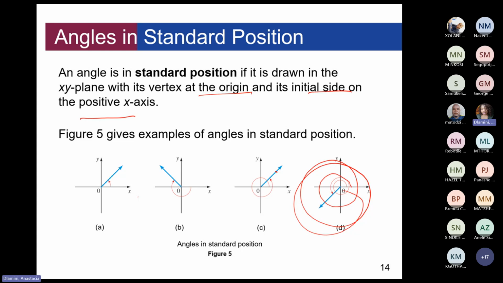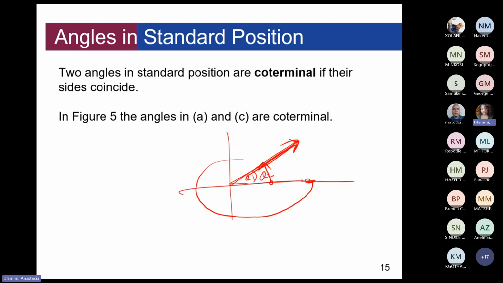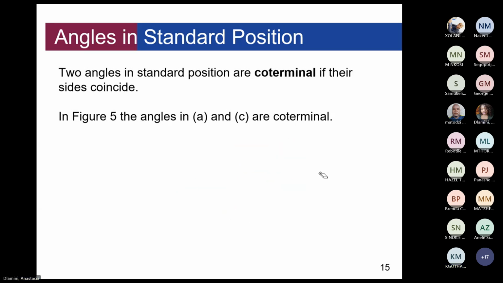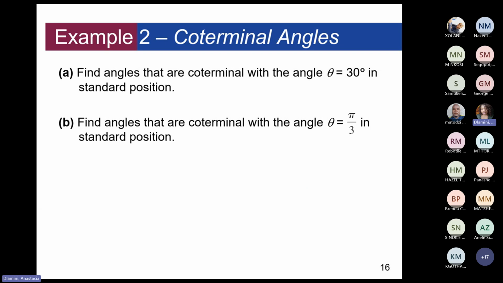We are coterminal. So those angles are coterminal. Direction doesn't matter. Are we all together there? Yes, ma'am. Thank you. Now they say find angles that are coterminal with angle theta. Angle theta is equal to 30 degrees in standard position. So can someone just give a picture? Which angle will be coterminal with angle theta?